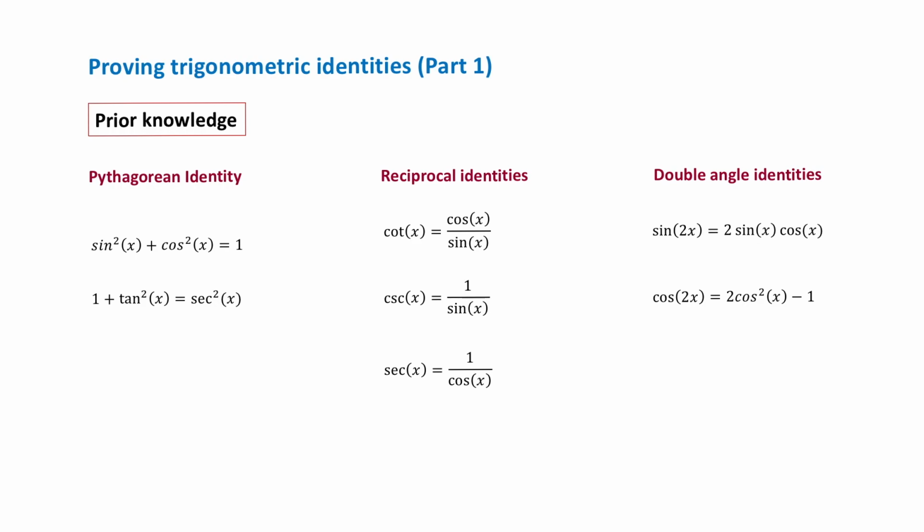Let's get started. To start, we will assume that we already have some prior knowledge of identities, particularly that we are very familiar with the Pythagorean identities. Sine squared plus cosine squared equals 1, and 1 plus tangent squared equals secant squared. Also, we will assume that you are familiar with the reciprocal identities, these three over here. These are the ones that I'm going to be using in this lesson, and that you are familiar with these two double angle identities, the double angle identity for sine and for cosine.